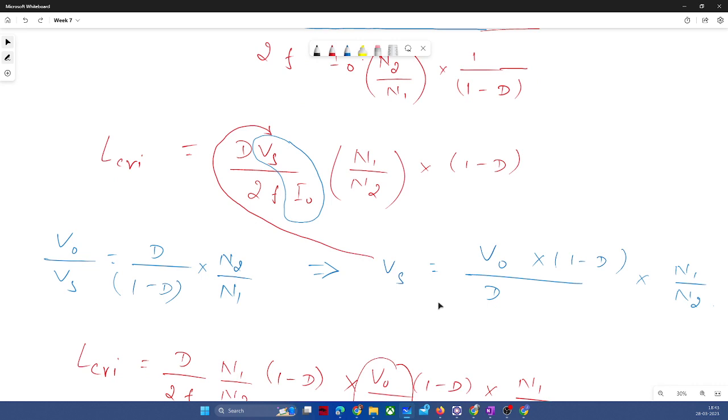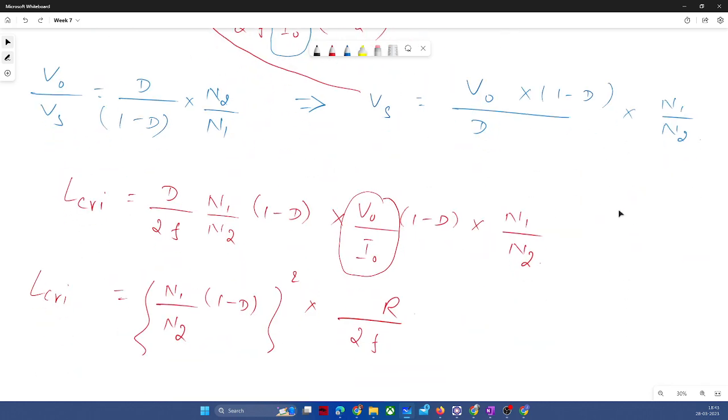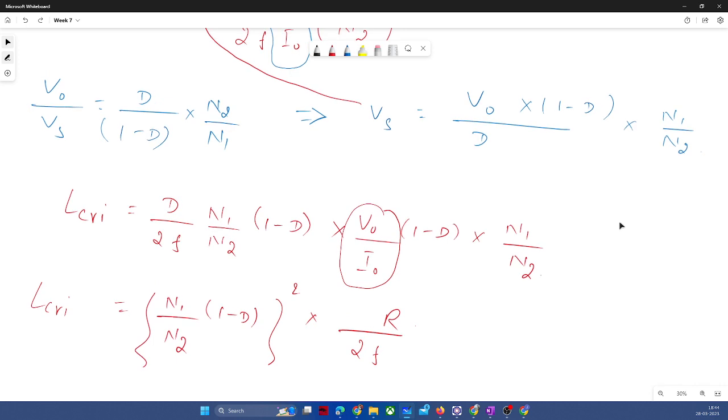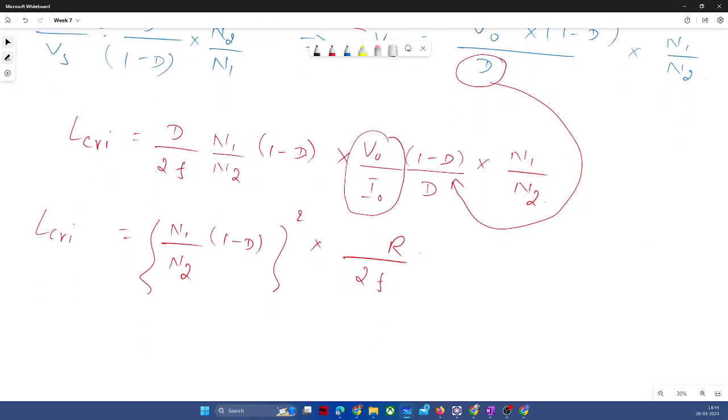So Vs is equal to V naught into 1 minus D divided by D. Yeah. So when I plug in the value of Vs, I did not divide it by 1 minus D. So this D, let me show it to you. This D did not come at this point. So this D should come here, and this D and D will be cancelled, and it will be R by 2F. So any confusion? Should I clarify it once more?